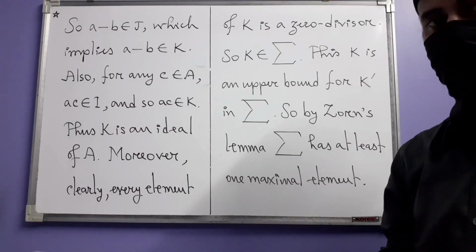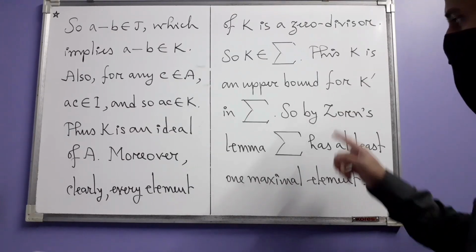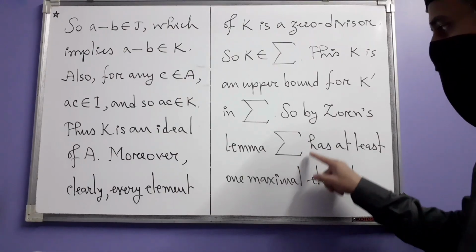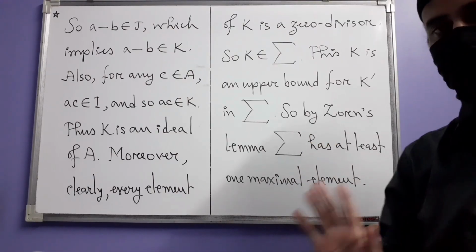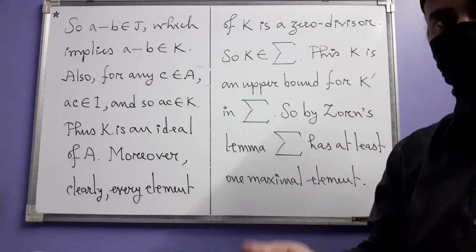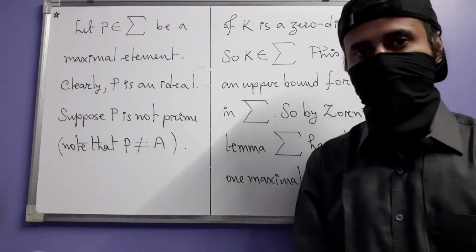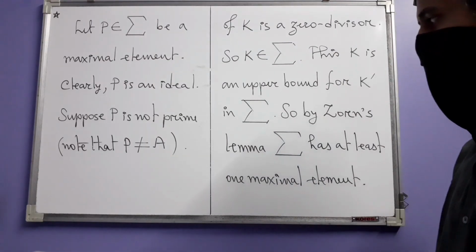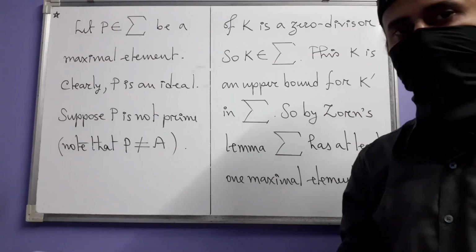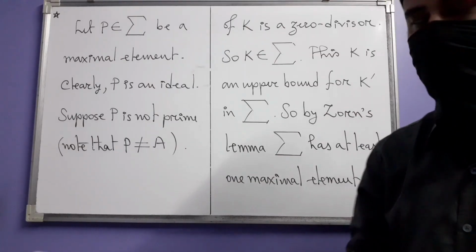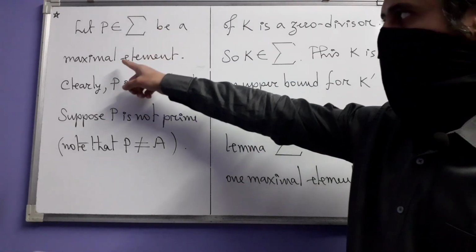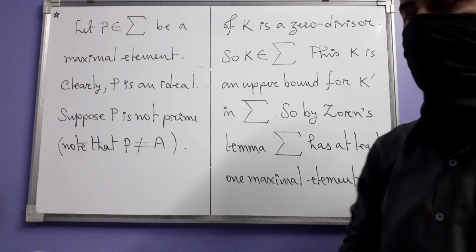But now you can apply Zorn's lemma. So by Zorn's lemma, this partially ordered set has at least one maximal element. There may be more than one, but there is at least one. In the second half of the solution, we have to show that all the maximal elements in sigma are prime ideals. So let P be any maximal element in sigma.